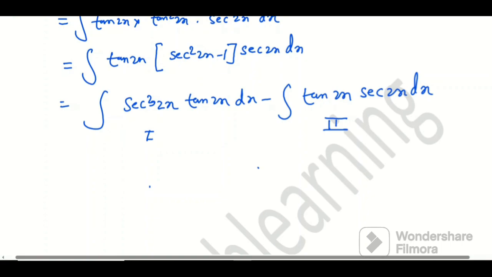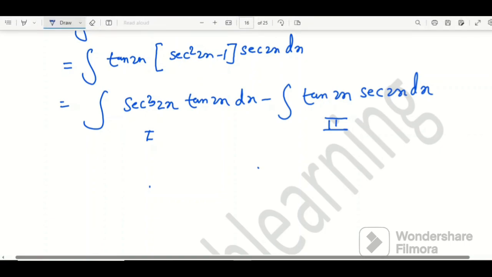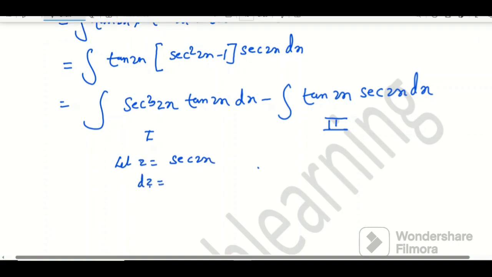So what we can take, if I take tan x equal to z, we'll get sec square x as differentiation. But there will be no benefit because again one sec will be left. So what we can take? We can take let z equal to sec x. So differentiation of sec x will be sec x into tan x.